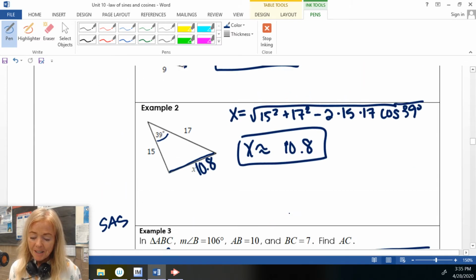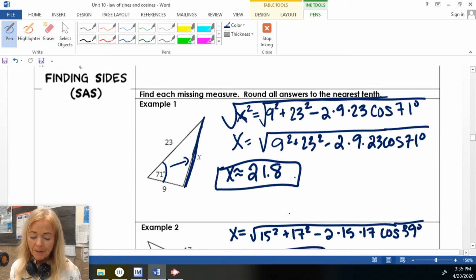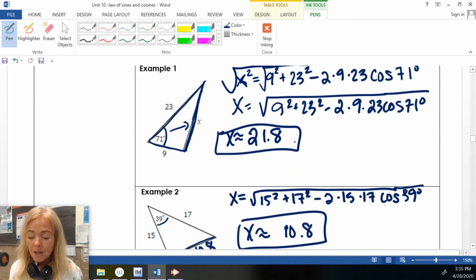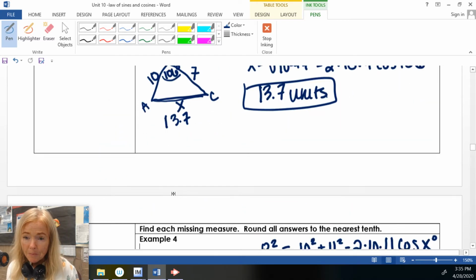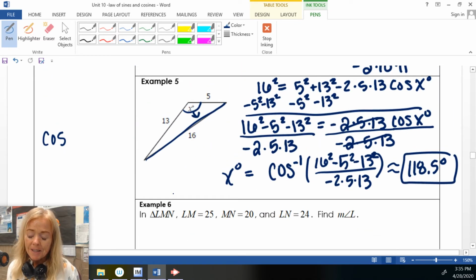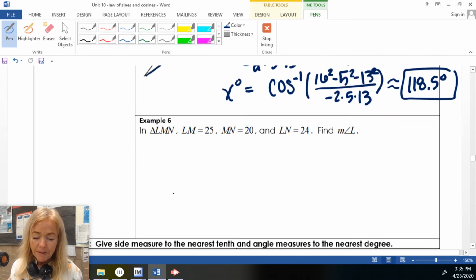Luckily, if you have side, angle, side, what I call a wrapper, I like to think of it as a wrapper because you wrap the angle in the two sides that you know. You can just set it up and plug it in your calculator and have at it. But when you have side, side, side, then you have to do a bit of solving.